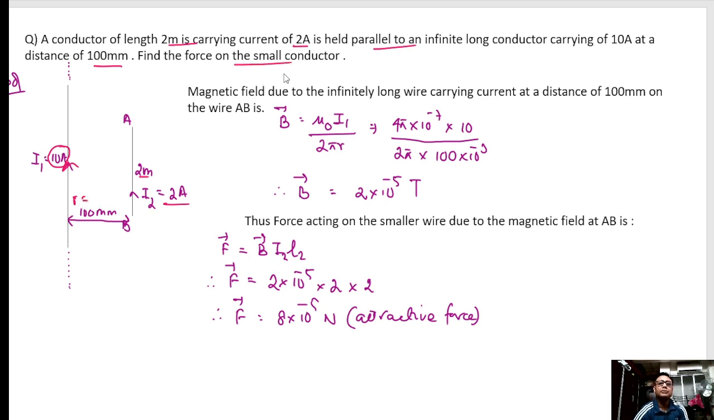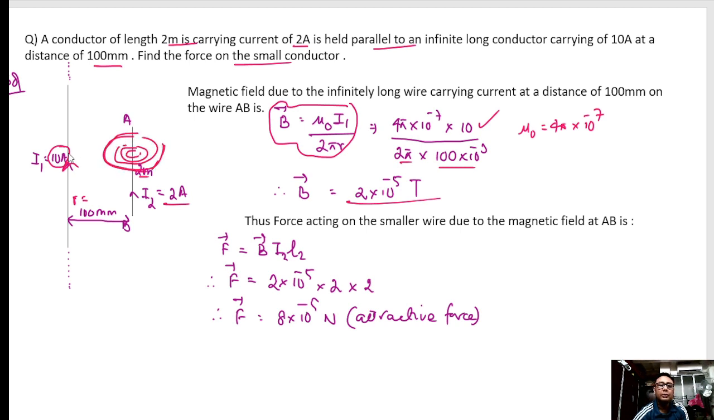What is the force? Now we already know the magnetic field due to this 10 ampere on AB will be this. So putting the value of mu 0 as 4 pi into 10 to the power minus 7, I1 is 10 ampere, distance is 100 milli, so 10 to the power minus 3. So this is the magnetic field on this wire due to this 10 ampere.